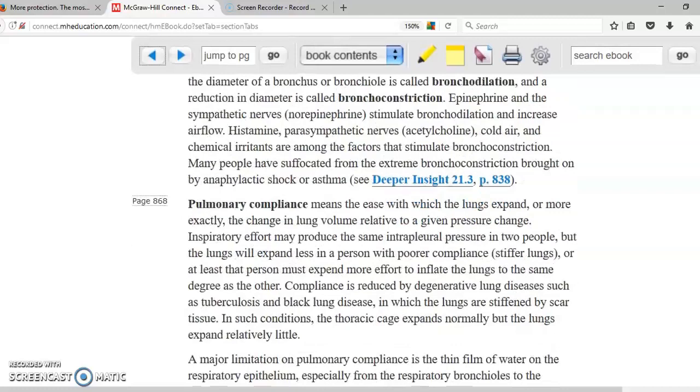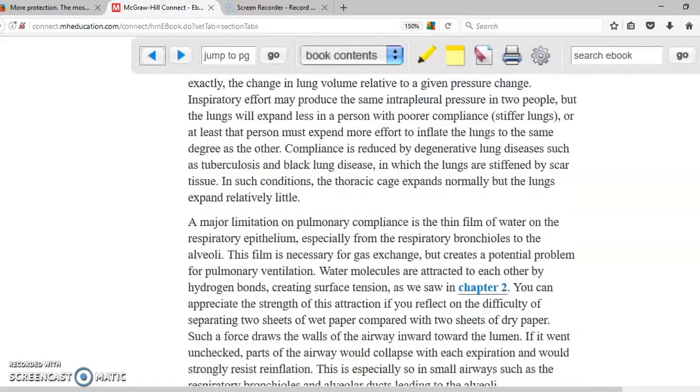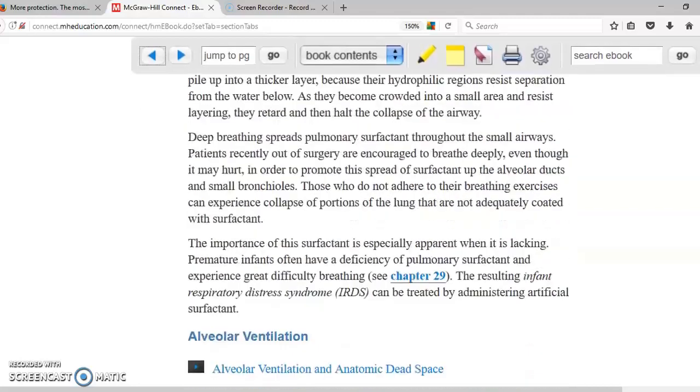Next one, pulmonary compliance. Pulmonary compliance has to do with the ability of the lung to expand. If you have a scar in the lung, for example, somebody that has tuberculosis, then the lung will not be able to expand the way it's supposed to. Therefore, you're going to have less air going into your lungs. So let's keep going down.